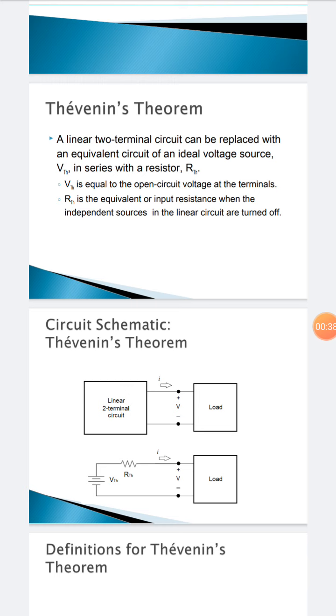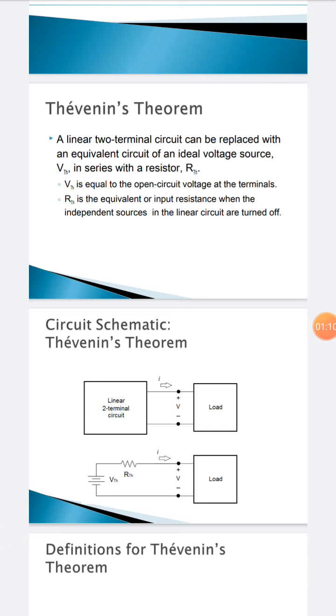Okay, next slide is the circuit schematic. The first circuit is a linear bilateral network where a number of voltage sources and current sources are connected in parallel with the load. The next circuit is a Thevenin equivalent circuit where VTH and RTH are connected in series with each other with the load.